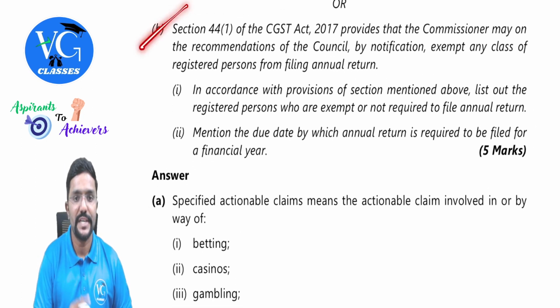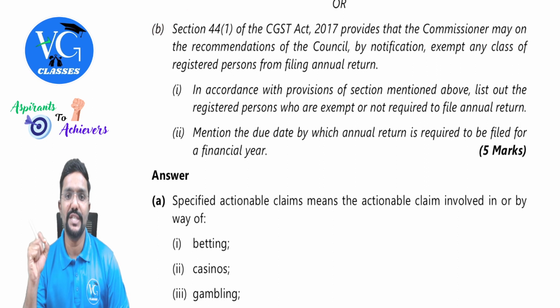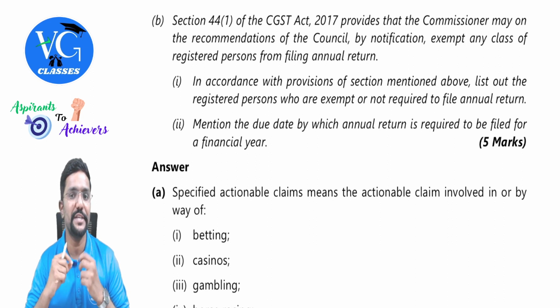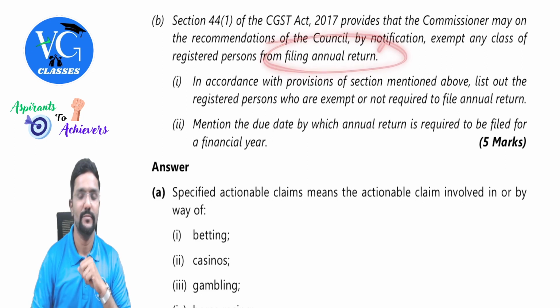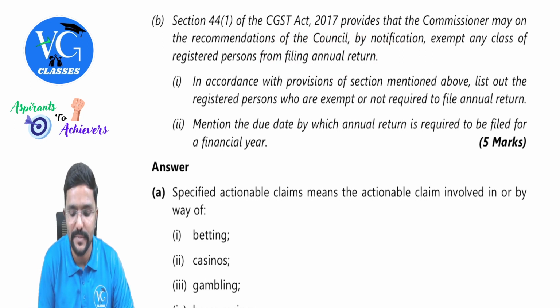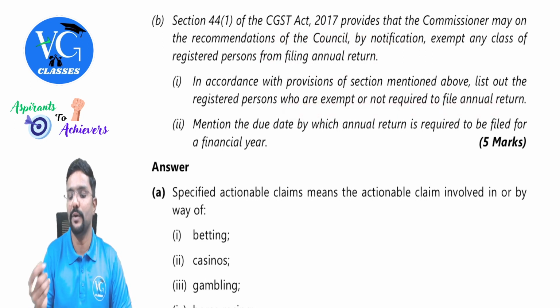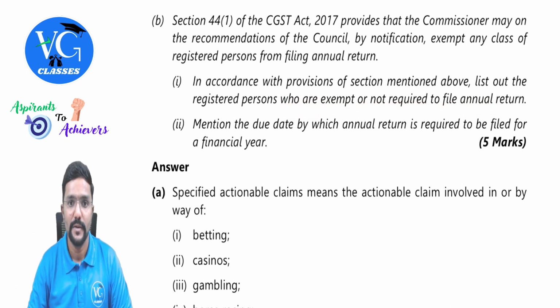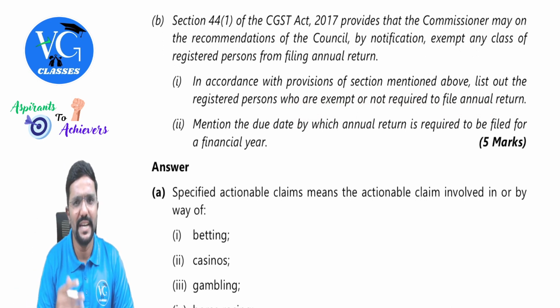Alternative. Section 44 subsection 1 of the CGST Act 2017 provides that the Commissioner may, on the recommendation of the GST Council, by notification exempt any class of registered person from filing annual return. In accordance with the provisions of the section mentioned above, list out the registered persons who are exempt or not required to file annual return. There is a list of people who are not supposed to file annual return. We will see that, like TDS deductor or TCS collector and all.